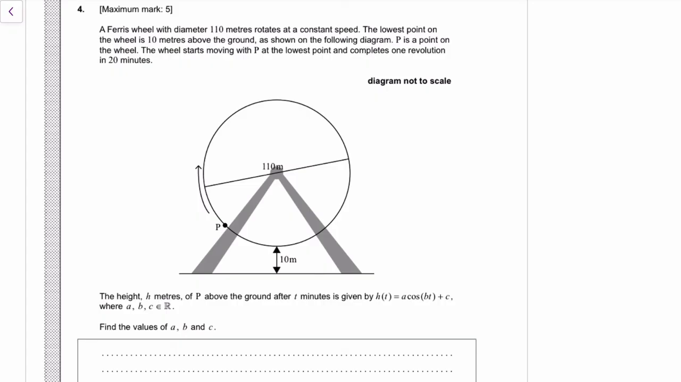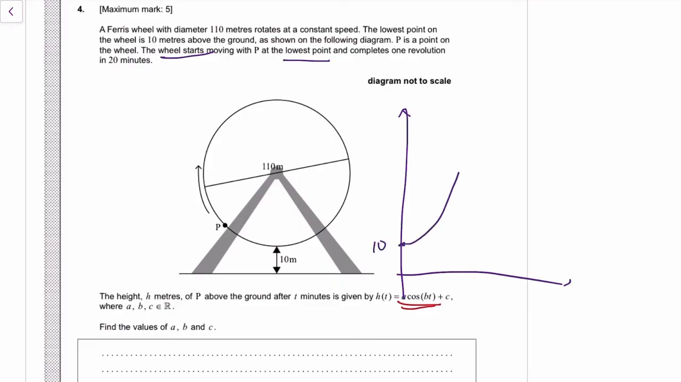Ferris wheel trigonometric graph question. This time they want a cosine graph. This type of question was really popular in the old syllabus SL. Seems like the popularity hasn't changed. The key is, we can take the time to read the information. The wheel starts from the lowest point, 10 meters, and will go up to the top, then go back down.